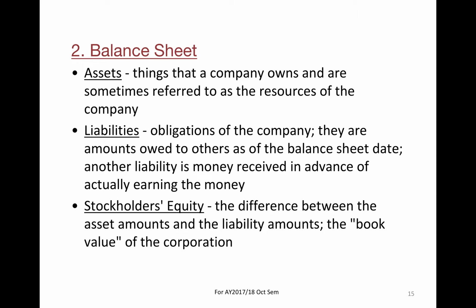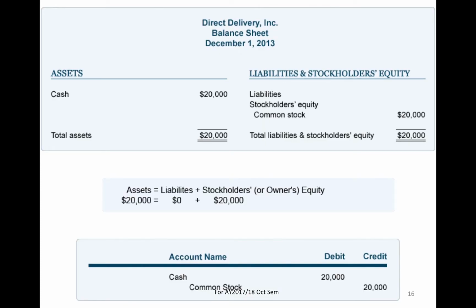Liabilities are things like depreciation of a car, or money that you owe other people, or payables to other companies. Stockholders' equity, I don't think you have, so we can skip that. So this is a very simple balance sheet. Here they put cash as their asset, so $20,000. On the other side, stockholders' equity, common stock, is $20,000, so it's balanced. All right.